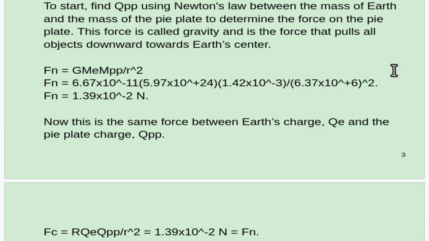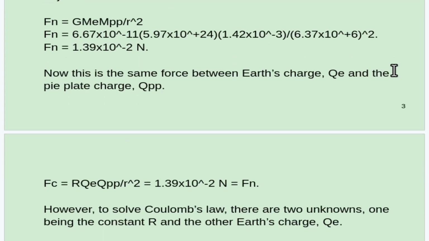There's the formula, Fn, taking into consideration not only Newton's constant, but the mass of the Earth and the mass of the pi plate divided by the square of the distance between them. These are the values that I've inserted, and you can pause and figure that yourself. However, the answer I came up with was 1.39 times 10 to the minus 2 newtons.